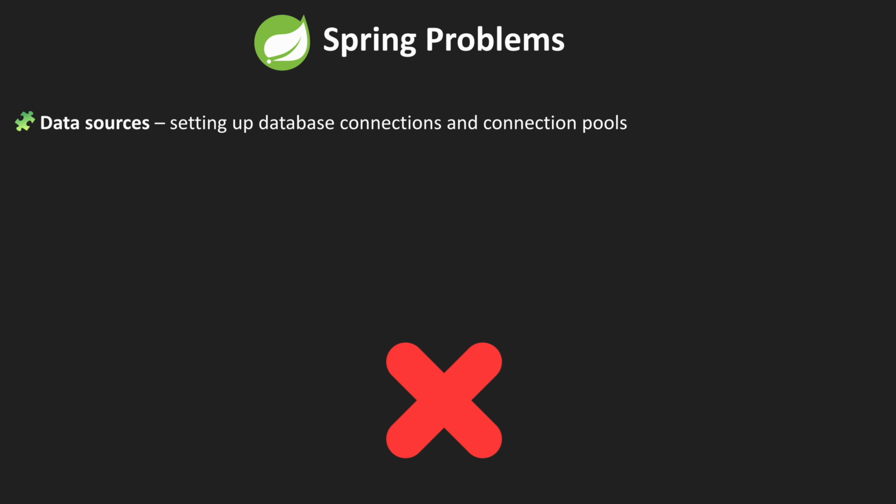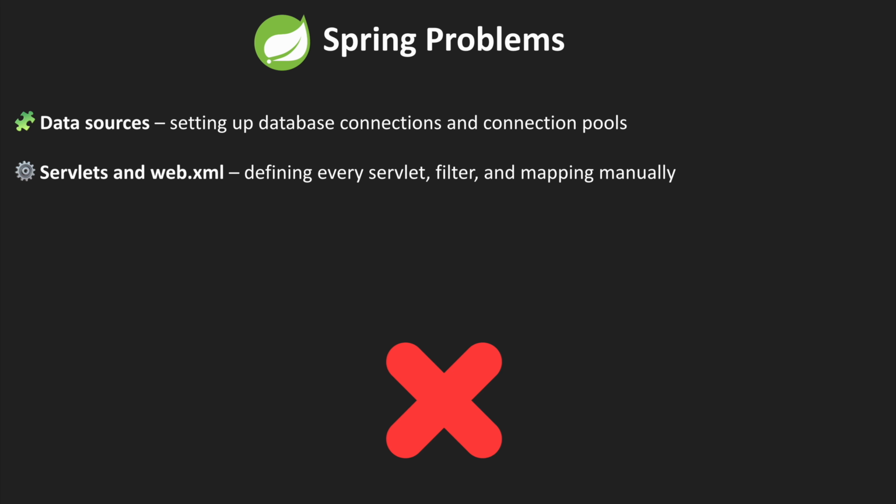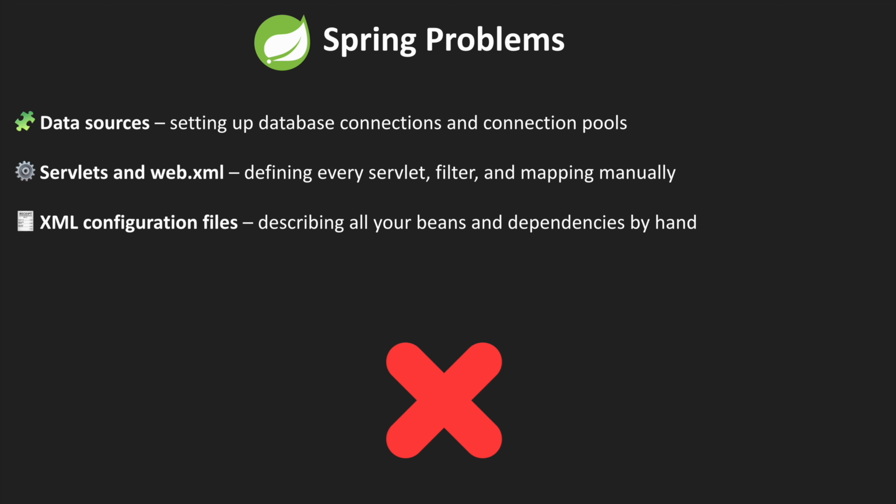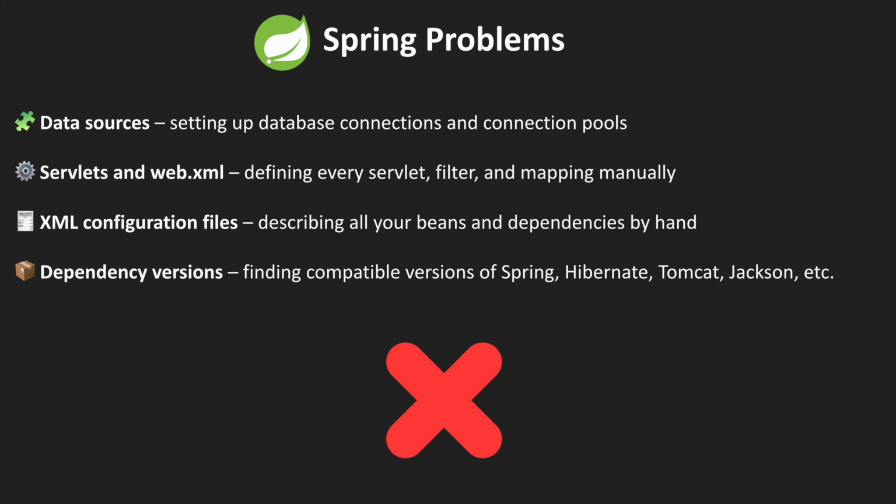Spring has several problems, one of which is the data source. Whenever we start a Spring application, let's say we start 5 applications in 6 months, for each of those applications we need to set up the database connection and the connection pools. We also need to define every servlet, filter, and mapping manually. We need to describe all our beans either in an XML configuration file, or create a separate Java config or annotation config. And we also need to manage the dependencies.